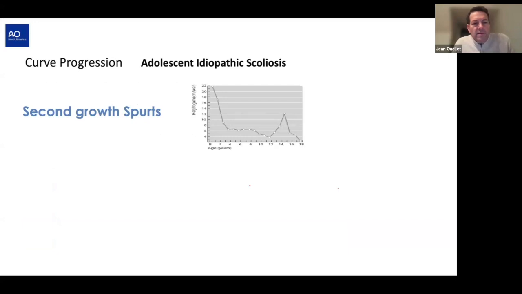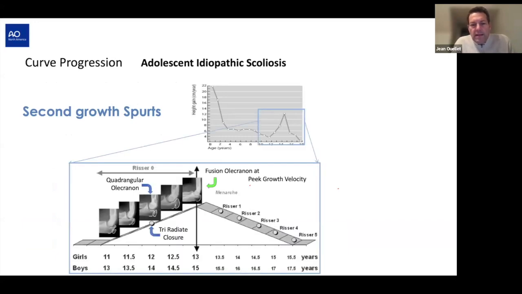Now, the importance of secondary growth spurts is really more related to adolescent idiopathic scoliosis. And again, looking at the maturity, essentially looking at Rissers, Risser 0 is really pre-peak growth velocity. Throughout this period, you could look at your triradiate cartilages to see if they're closing, and again, you're still pre-peak growth. Looking at your elbow, you're looking at the ossification, and the growth plate for your olecranon actually closes at your peak growth. So these are all clues as to where your child is with respect to that peak growth velocity.